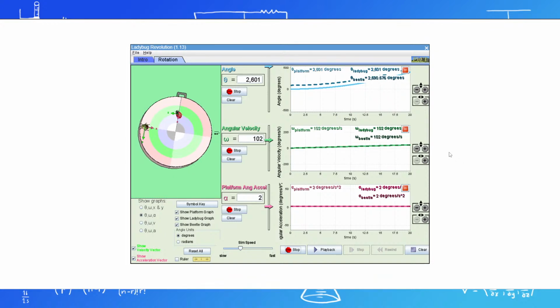I'm trying to see if there's a pause button over here. It doesn't look like it. It looks like all I can do is play and stop.